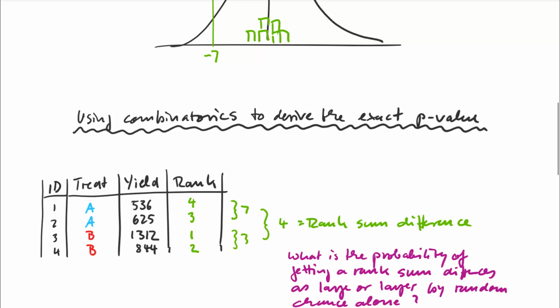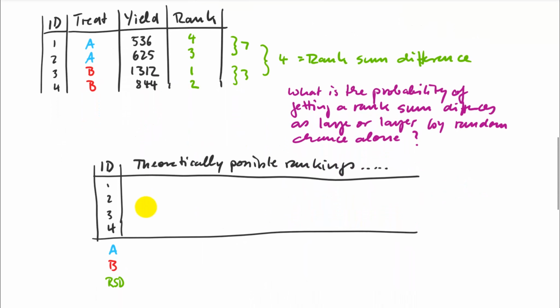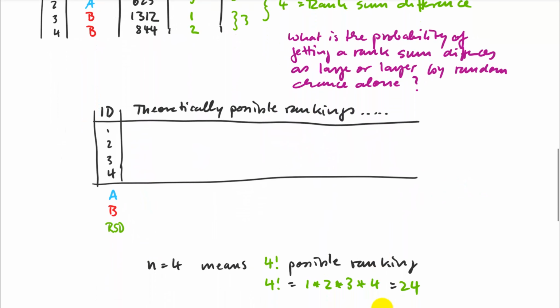So this distribution here, I basically calculate for every single possible combination that I can have. And those are many if I work with a large sample size. But this can all be done with combinatorics. These are formulas like this, right? So if I have a sample size of n equals 4, then I have 4 factorial combinations of how I can arrange those rankings. So 4 factorial is 1 times 2 times 3 times 4. So this would be 24 possible combinations.